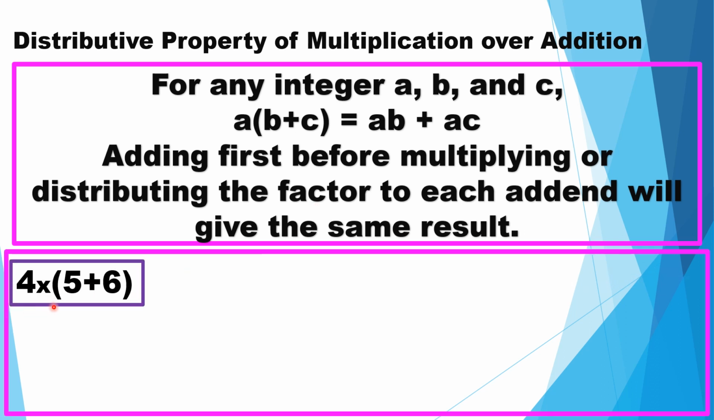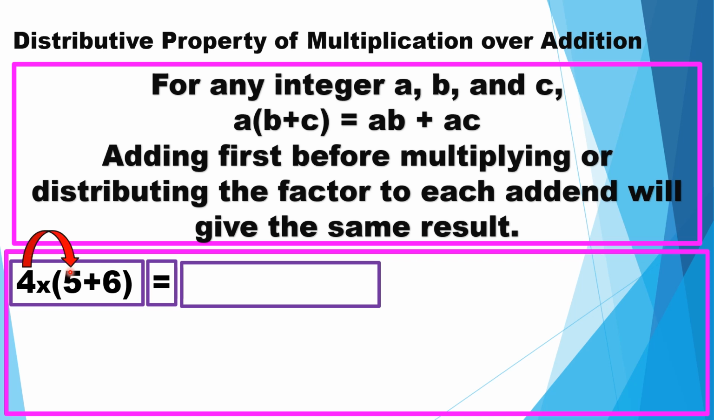4 times the quantity of 5 plus 6 is equal to... Pag sinabing distributive or distribute, that is to give out. Okay, 4, didistribute natin sa 5. So, 4 distribute sa 5, that is 4 times 5. Next, 4 distribute sa 6, that is 4 times 6. Then, i-add po since yung operation natin is addition.